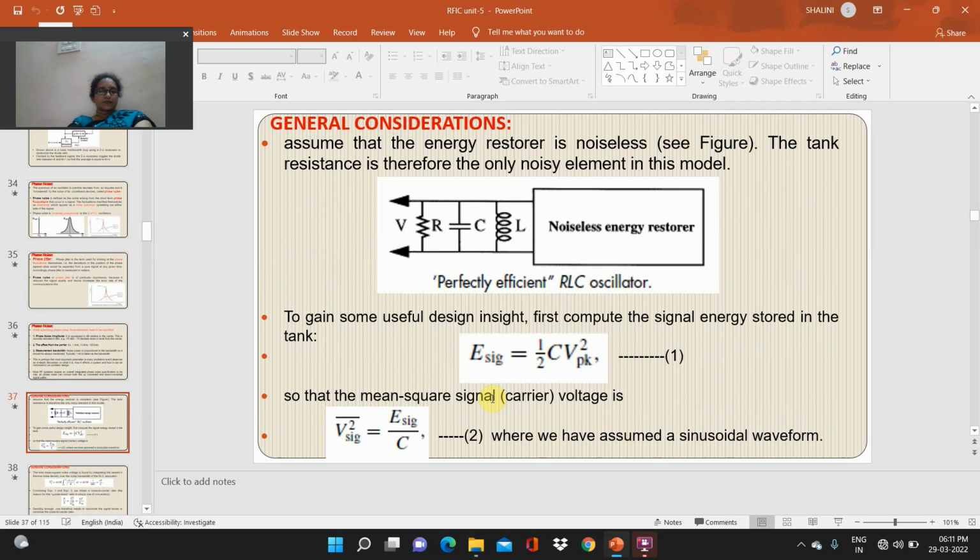General considerations. Assume that the energy restorer is noiseless. The tank resistance is therefore the only noisy element in the model. So, to gain some useful design insight, first compute the signal energy stored in the tank. E sig is equal to half C V square peak, so that the mean square signal voltage is V square sig is equal to E sig by C, where we have assumed a sinusoidal waveform.